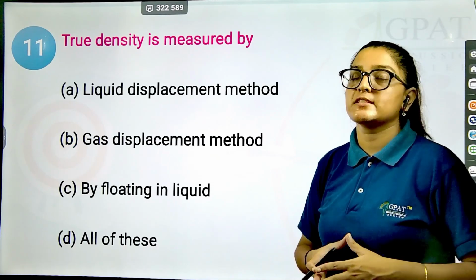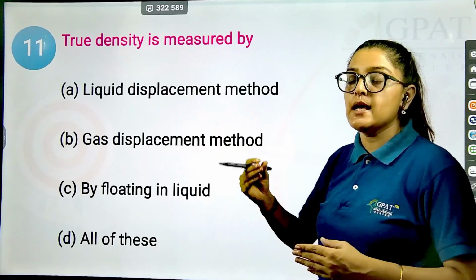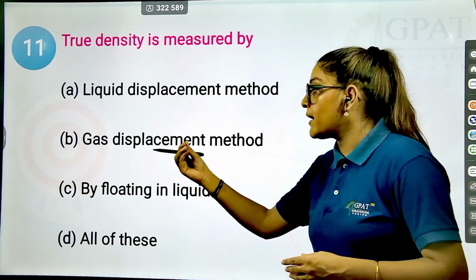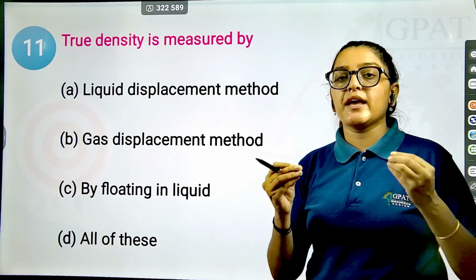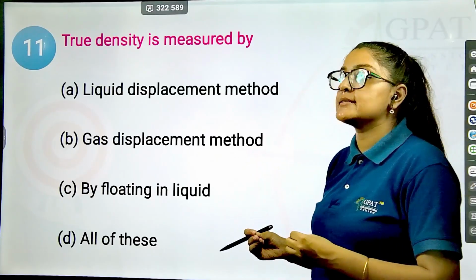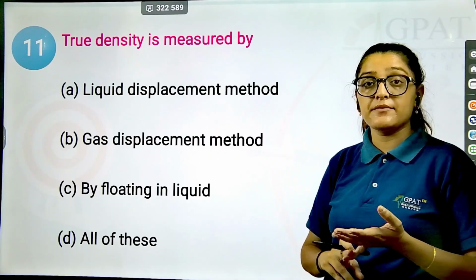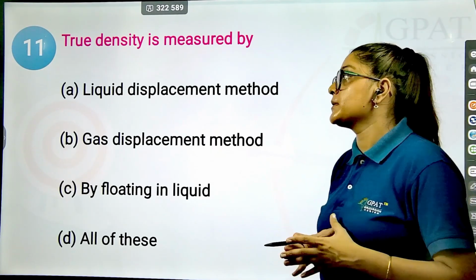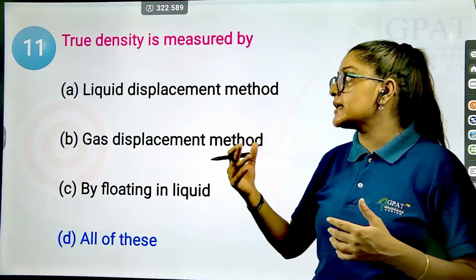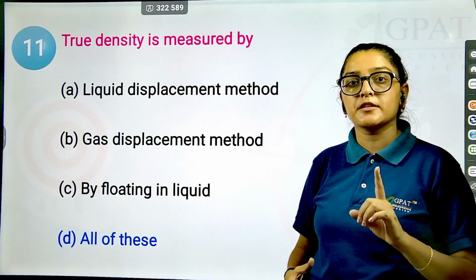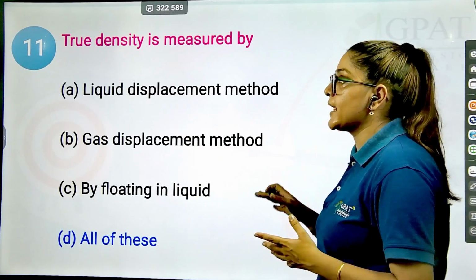Next, true density can be measured by... Just before this we have seen the pycnometer question. So true density can be measured by liquid displacement method, gas displacement method, by floating in liquid, or all of the above. In the density determination, we have seen about true density, granular density, bulk density, and tap density. So the true density can be determined by all of these methods. This question is majorly asked, so remember the names. True density is determined by the liquid and gas displacement method, and third, by floating in liquid.